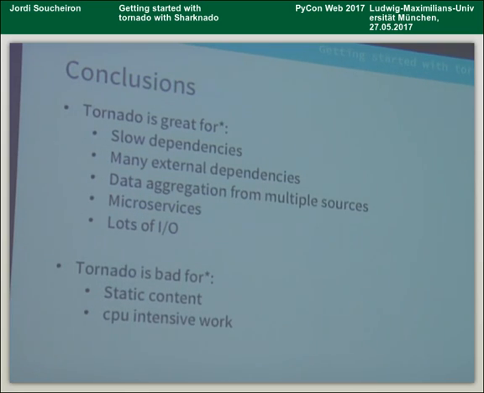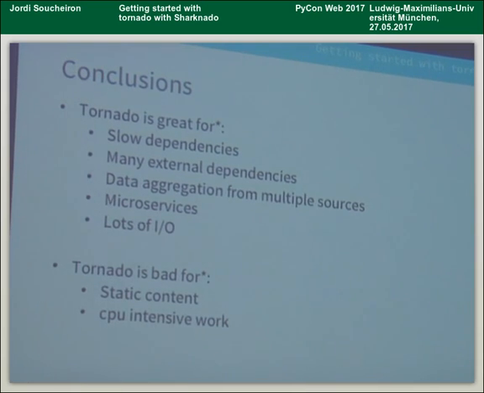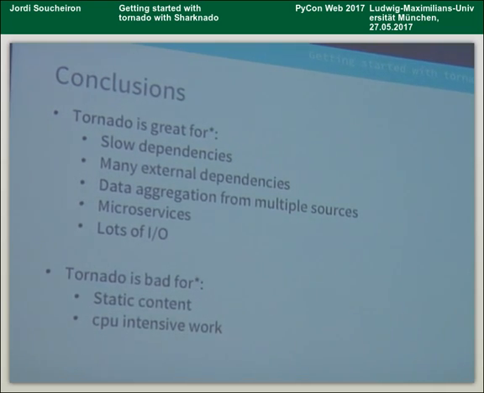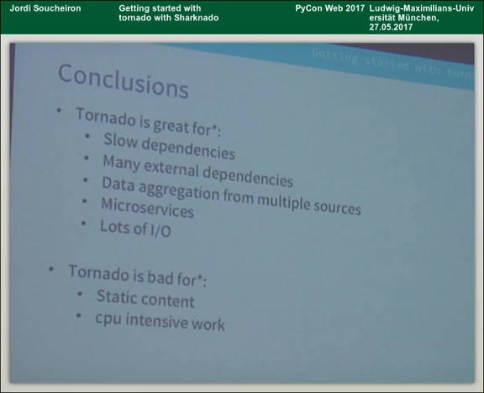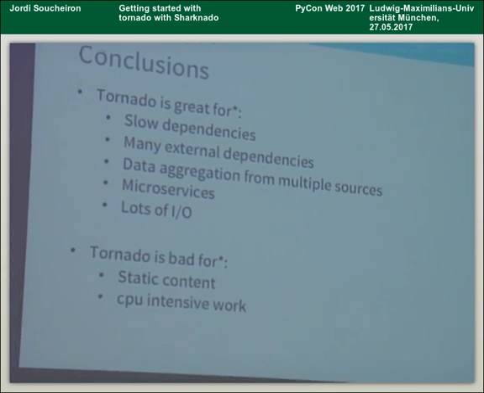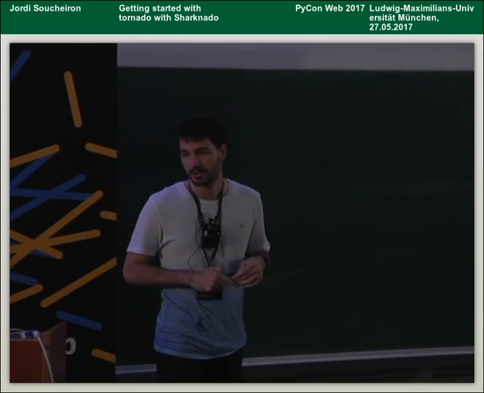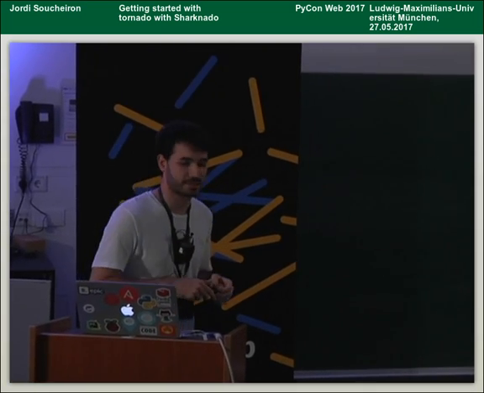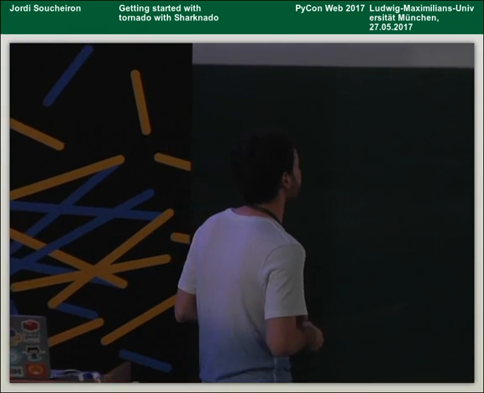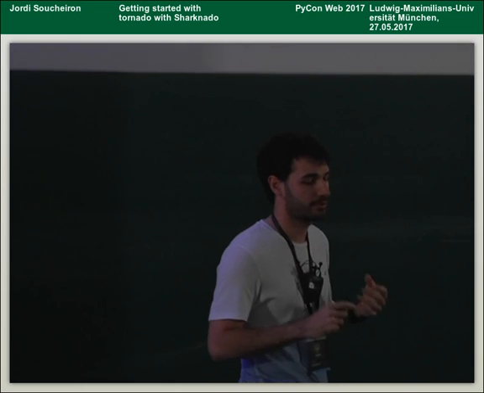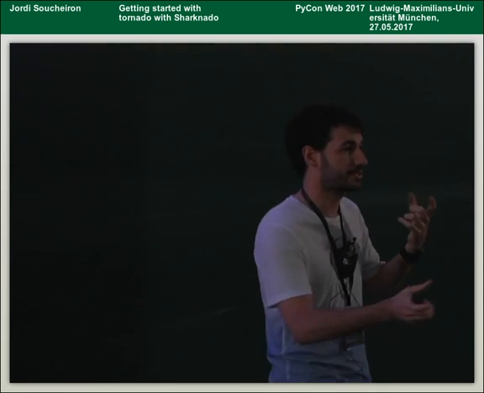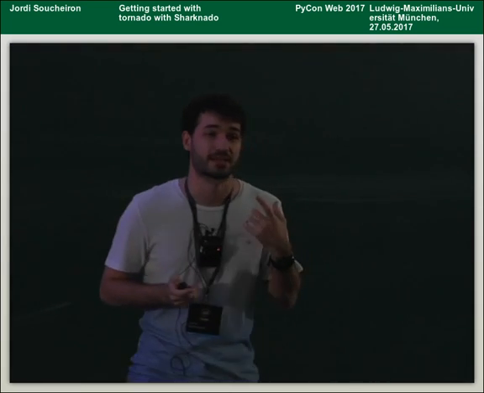So, wrapping up, Tornado is great if you have a lot of external dependencies or a lot of I/O or a lot of slow database connections. Basically, if you need to go outside and it will take a long while, Tornado is a great fit. And in general, any async framework will be. On the other side, Tornado is bad for static content. If you want to serve static content, please use Nginx or something like that. And obviously, CPU-intensive work. You don't want to get caught with one request doing 3 seconds of CPU-only execution, because otherwise, your next request will have been waiting for 3 seconds, and that's not cool.